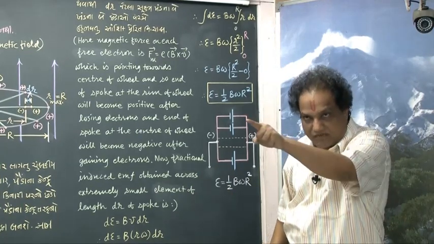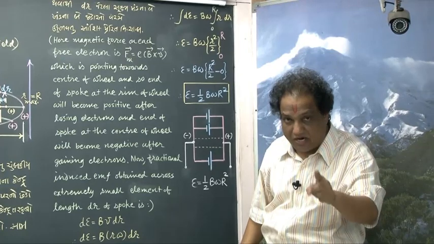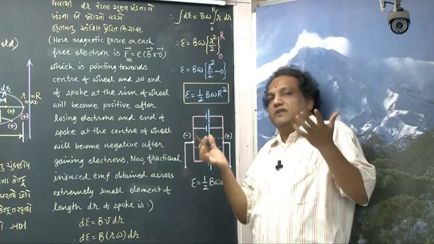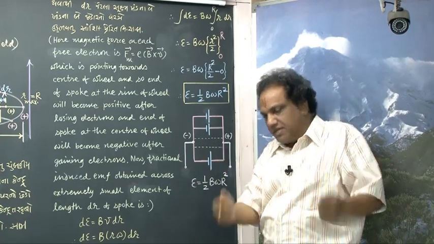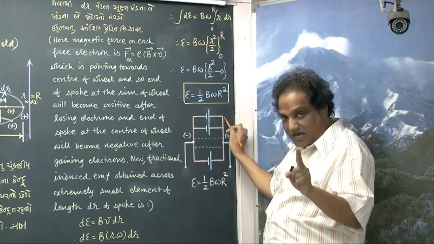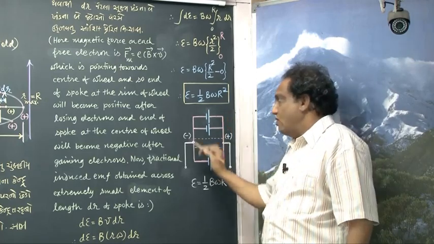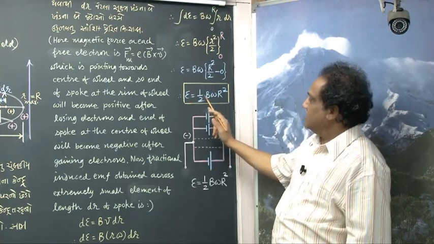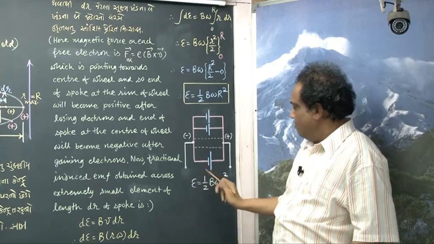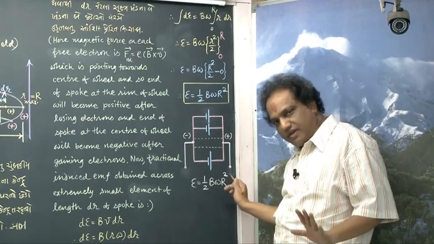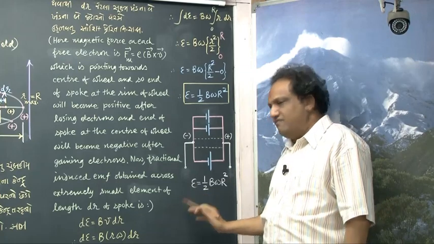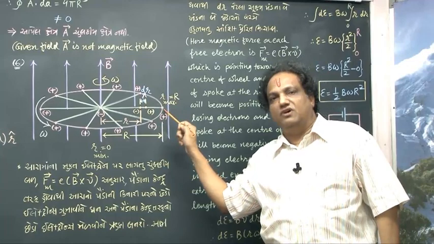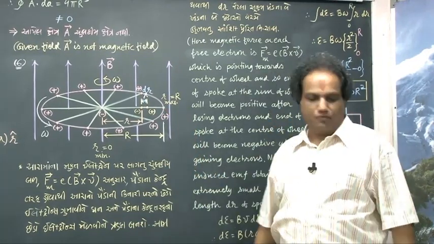In case of mixed connection, what is the resultant EMF? The resultant EMF is just equal to the EMF obtained out of one row. But here in one row there is only one battery. So whatever is the EMF of one battery, the same will be the resultant EMF of the whole mixed connection. And the EMF of one battery is 1 by 2 B omega R square. This much EMF you are going to get between the center of the wheel and the circumference of the wheel. Got it? Thank you.